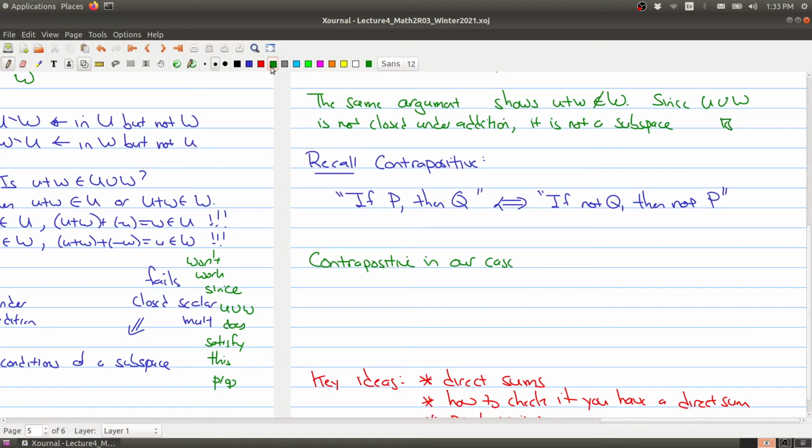So in our case, instead of proving the statement that I gave you, you could have proved the following, which is if U union W is a subspace, then U is contained in W or W is contained inside of U. So this is the opposite of the hypothesis, right? Before, Q was not a subspace, so not Q is that it is a subspace. P was that U is not contained in W and W is not contained in U, and that would be the negation of that statement.